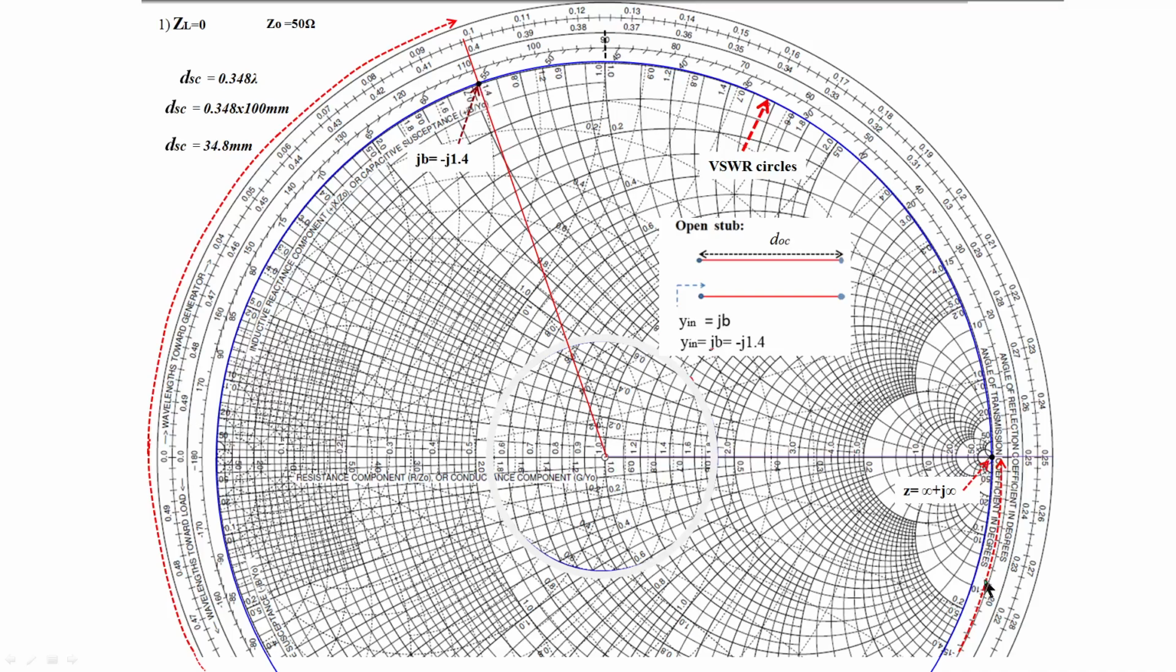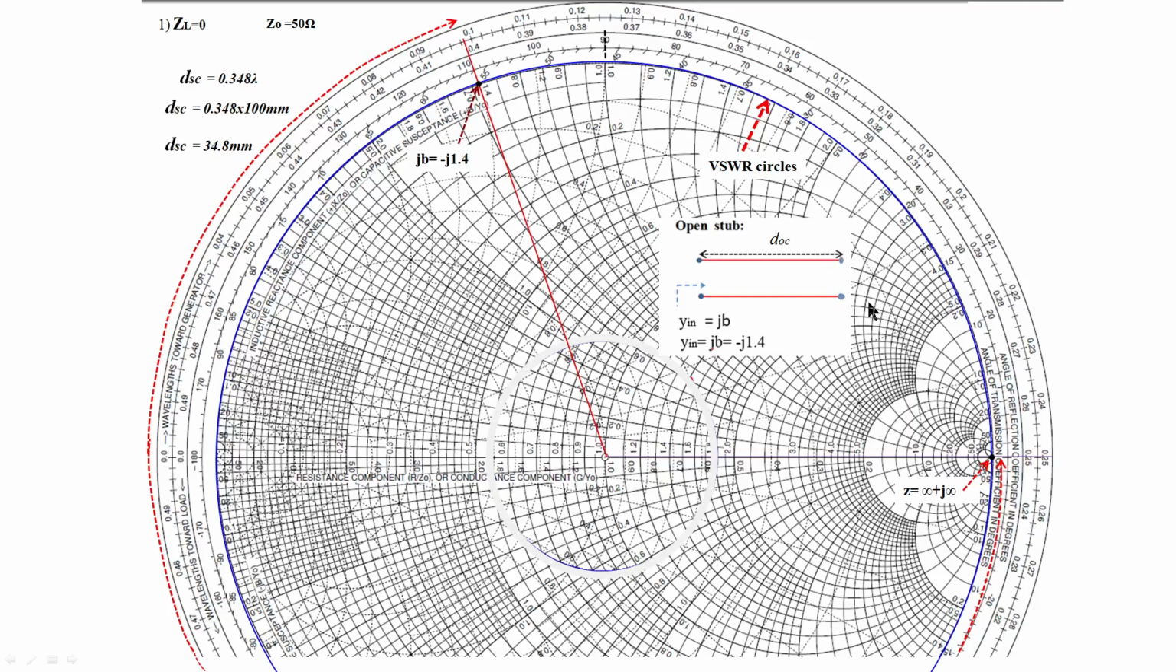So starting from here up to this, if you measure the distance, it is around 0.348 lambda, because from here to here is 0.25 lambda, but further you should move up to this point, that is 0.0981 lambda. Add 0.25 to 0.0981 and you will get 0.348 lambda. So this is the value.